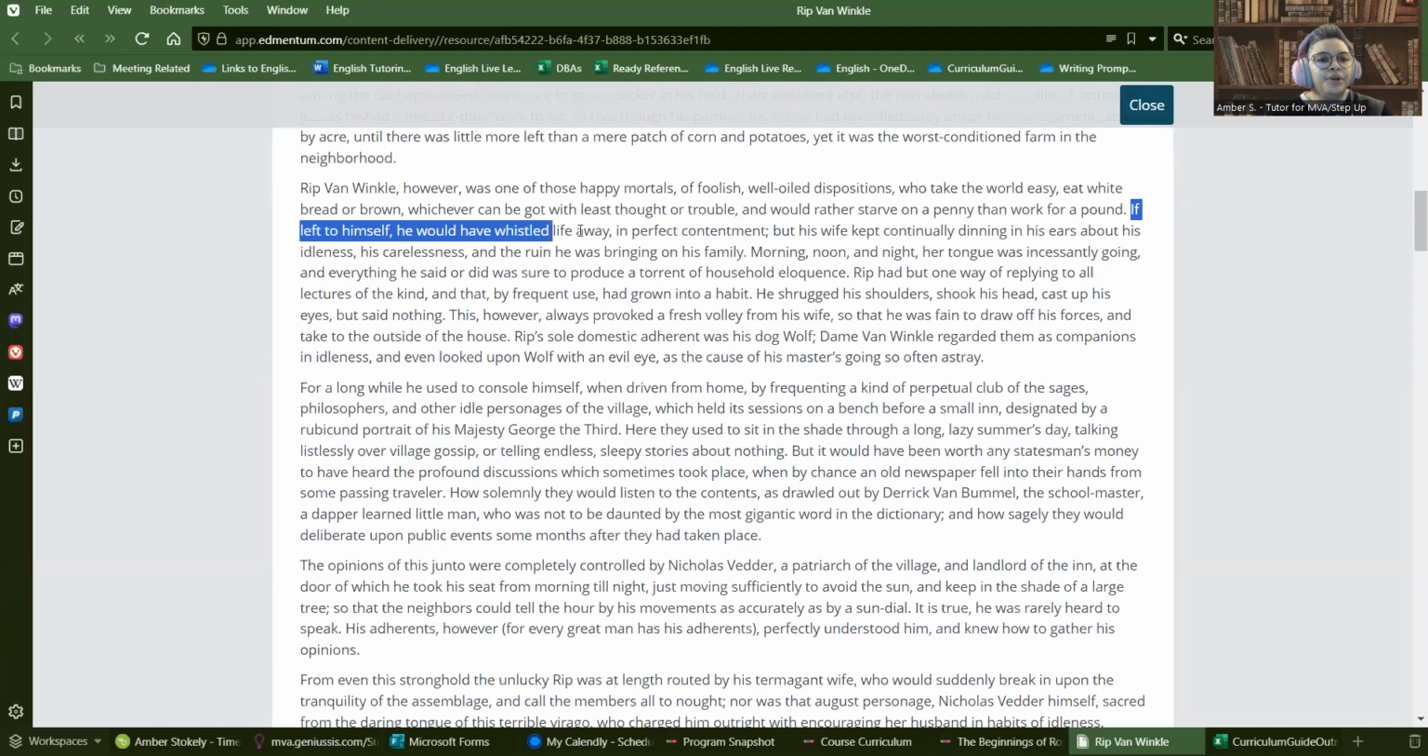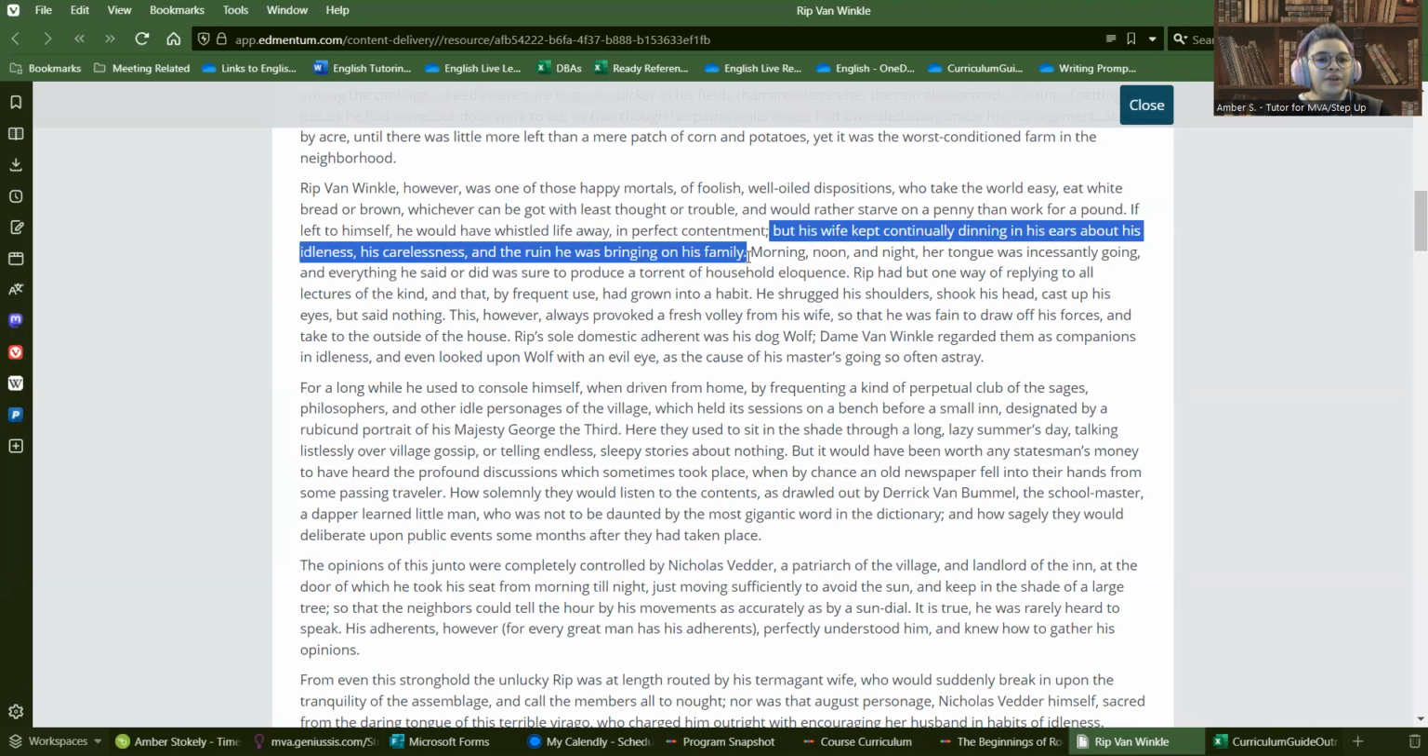If left to himself, he would have whistled life away in perfect contentment. But his wife kept continually dinning in his ears about idleness. So din is an old word for noise. So dinning is the action of being noisy in someone's face, or in this case, in his ears. Idleness is just you being still and not doing anything. So his wife continually dinning in his ears about his idleness, his carelessness, and the ruin he was bringing on the family. So I don't really know if you would consider this nagging, since he literally goes out and does favors for strangers all day and doesn't work on his own farm. But basically, it's saying that she's nagging him about this.